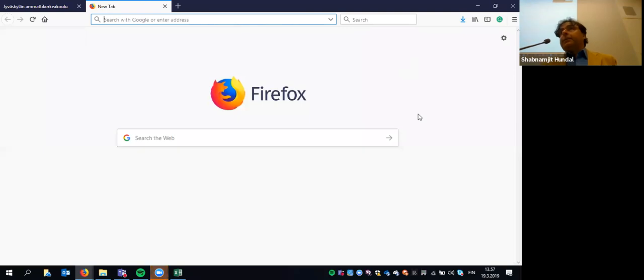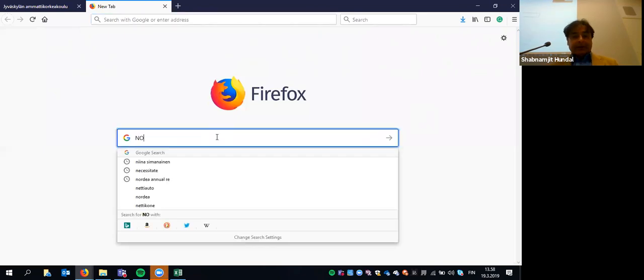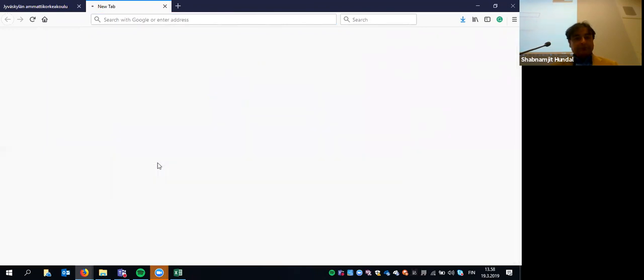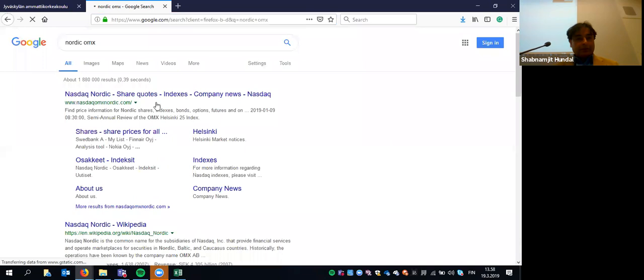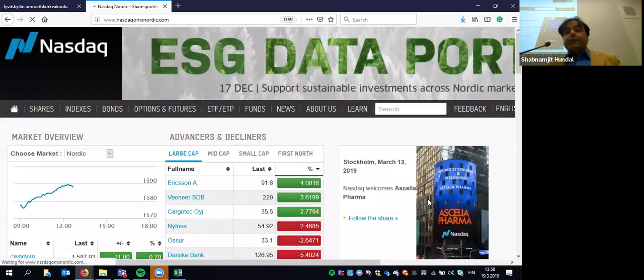I want to give you an example of how you can normally download the data. I will be giving you the Finnish stock exchange example, okay? If I type in, for example, Nordic OMX, this is the index we use in Finland for the NASDAQ Nordic OMX values.